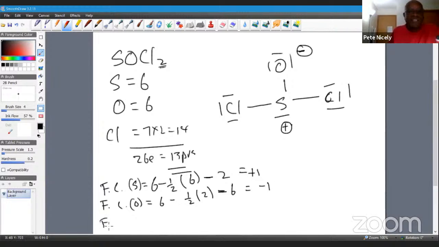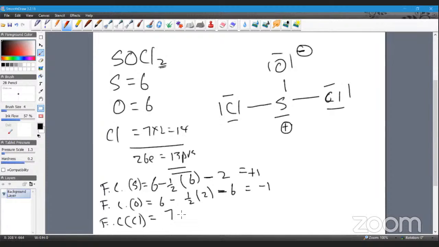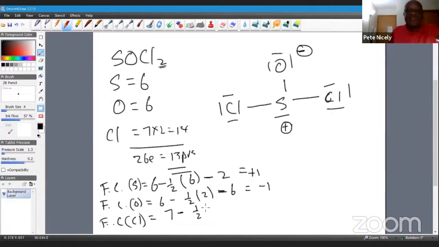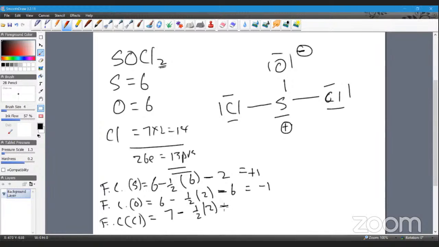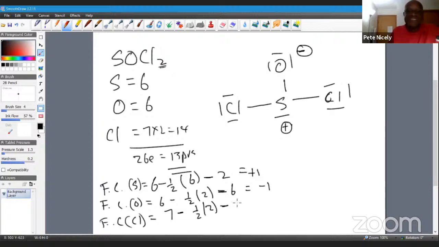And then we do the same calculation for the 2 chlorine atoms. So it's the same calculation for each of them. So the group number for chlorine is 7. 7 minus half the number of bonding electrons, which is 2, minus the number of non-bonding electrons, which is 6. So that's 7 minus 1, that's 6 minus 6. So therefore, there are no charges on the chlorines, all right?